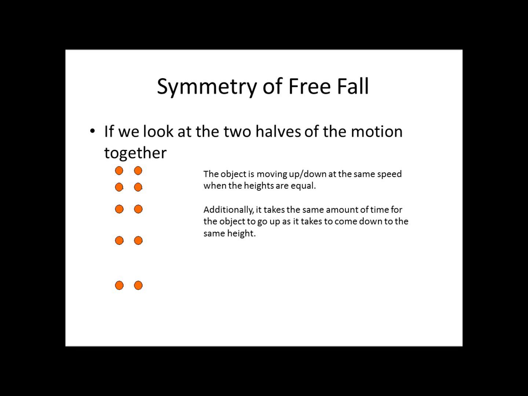Now, additionally, this is also important to understand. It takes the same amount of time for the object to go up and stop as it does for that object to come down to the same height. Now, if it gets caught higher or lower than it was thrown, that's no longer the case. It's going to be going faster or slower when it's caught. But if it's caught at the exact same height it was thrown up at, then it lands with the exact same speed. The only difference is that it's now negative.